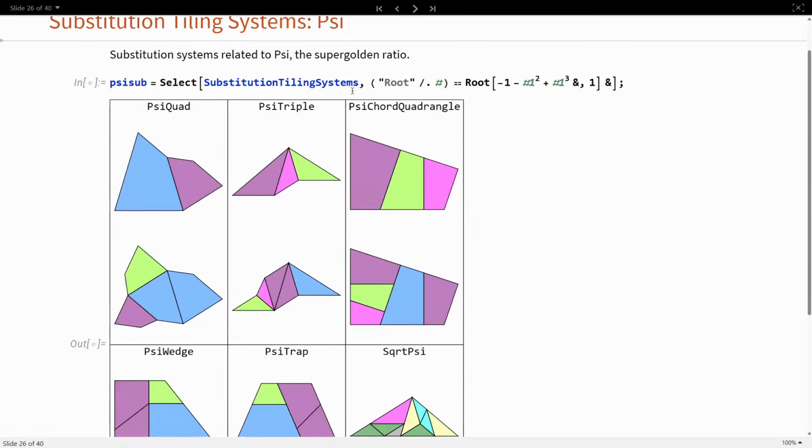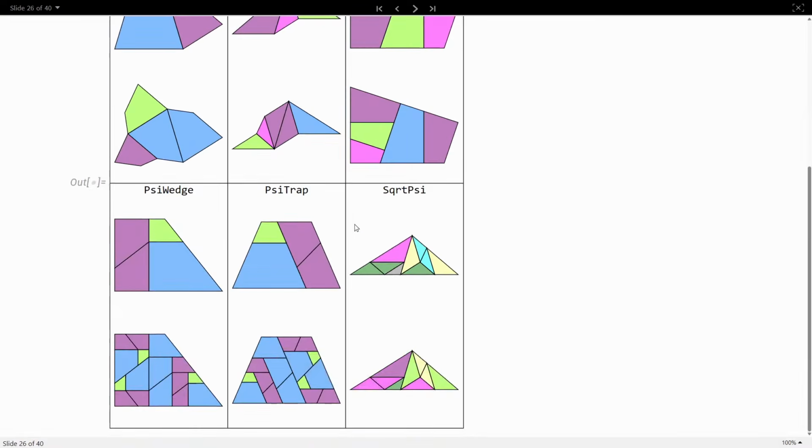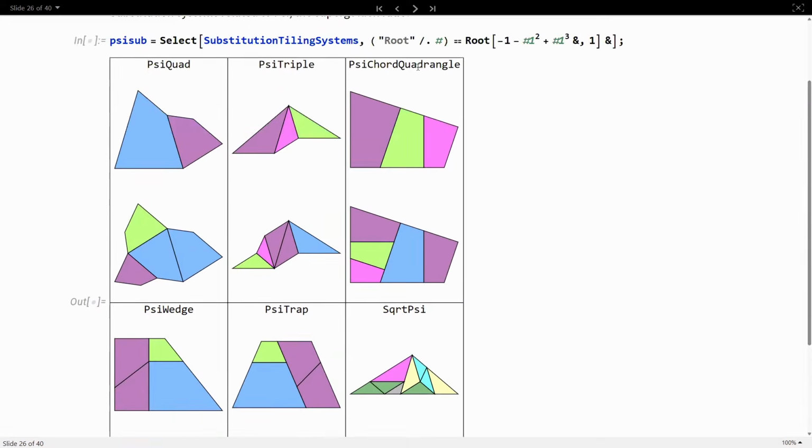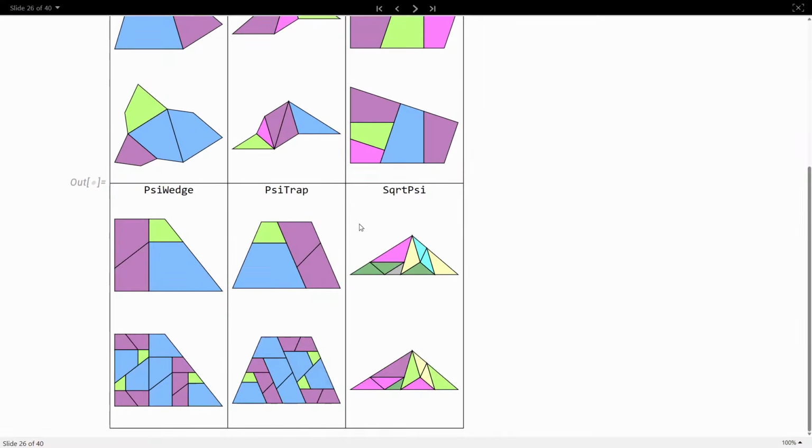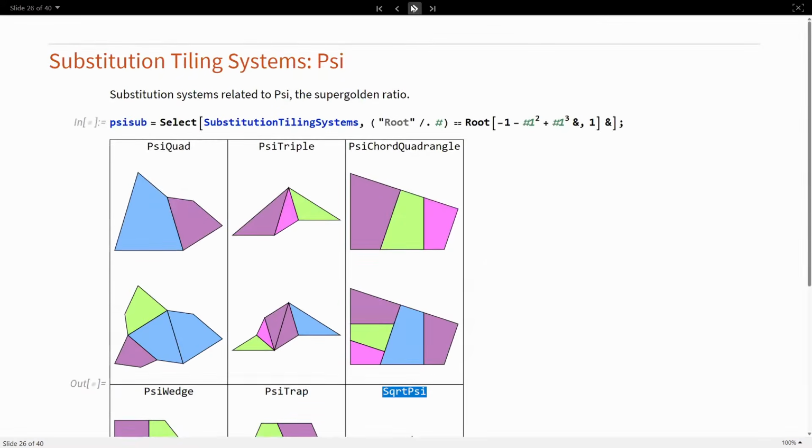Substitution tilings dealing with psi. There's the psi quad, which I'll cover. The psi chord quadrilateral, the psi wedge. The quadrilateral, the wedge, and the psi trap were all found by Dale Walton, as far as I remember. I've got the actual names in the demonstration substitution tilings. And here's the square root of phi psi system. These all deal with the super golden ratio.